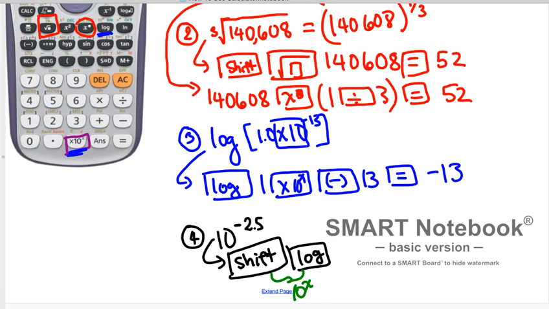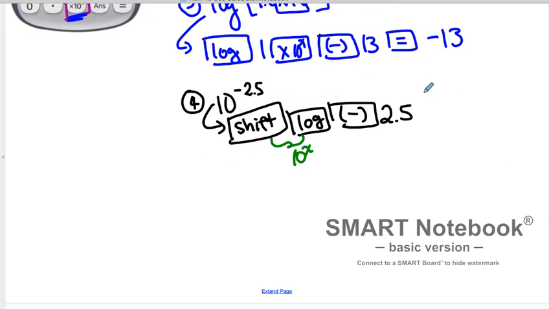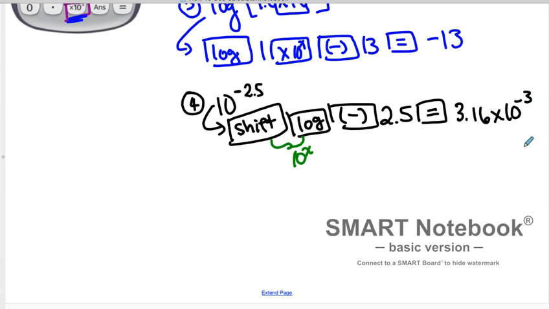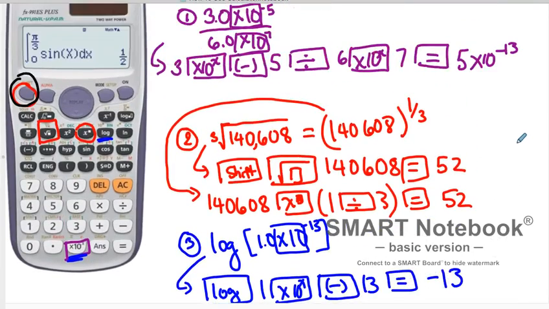You then have to put in your value. And because it's a negative, you need to press that negative button first and then input your value 2.5. When you press the equal sign on your calculator, you will get an answer of 3.16 times 10 to the power of negative 3. So try these for yourself. Make sure you get the same answer as me.